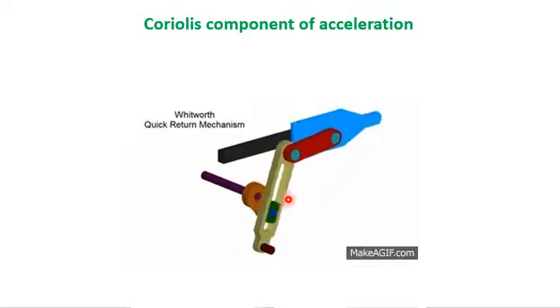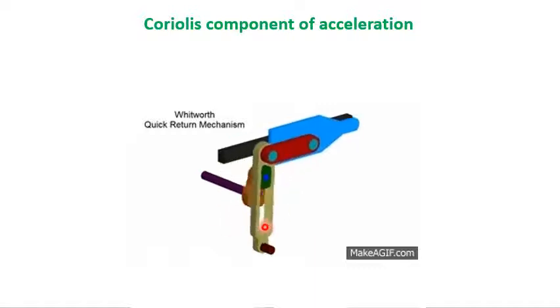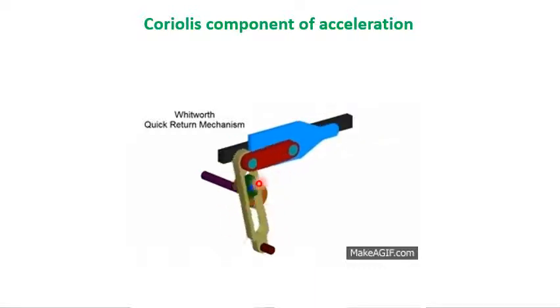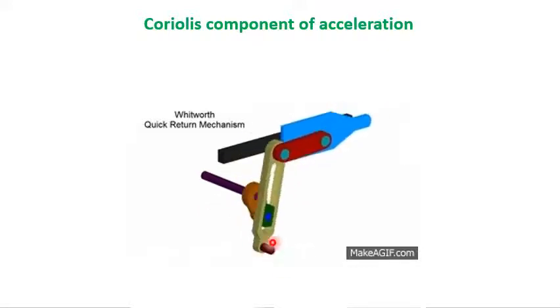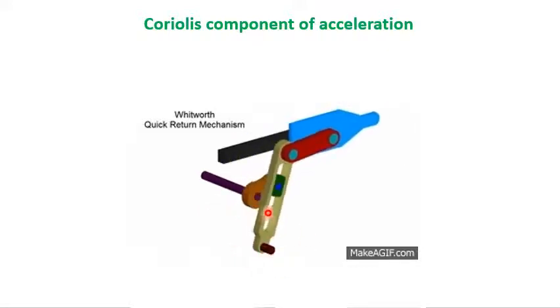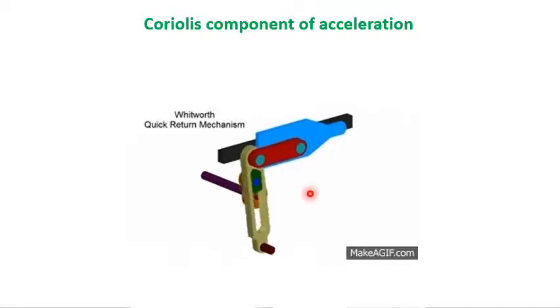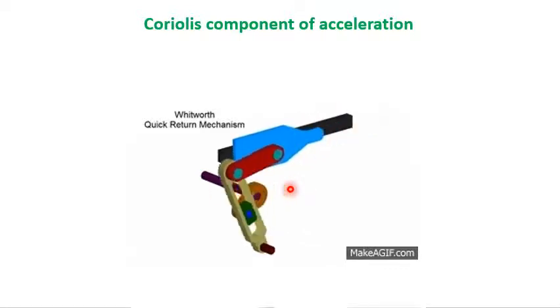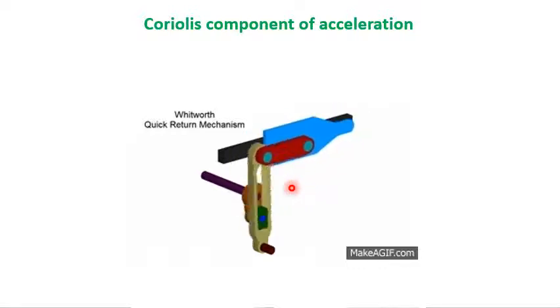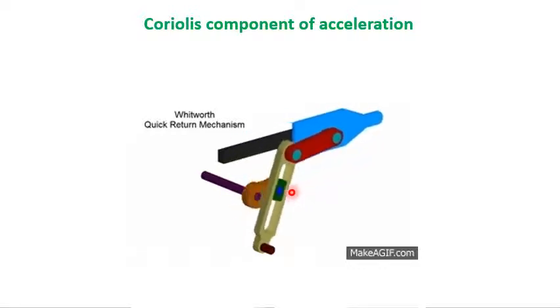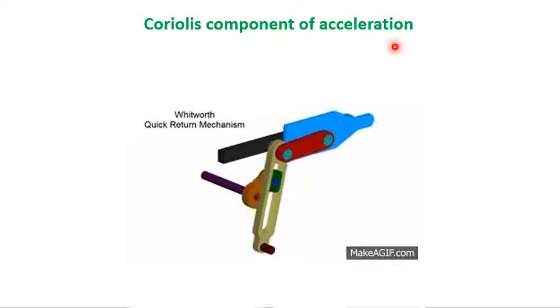I repeat, if you observe the movement of this slider, it is not only having sliding motion, but also oscillating motion with respect to this center. So if any element has the combination of both sliding as well as oscillating motion, then a special component of acceleration comes into picture, which is nothing but the Coriolis component of acceleration.